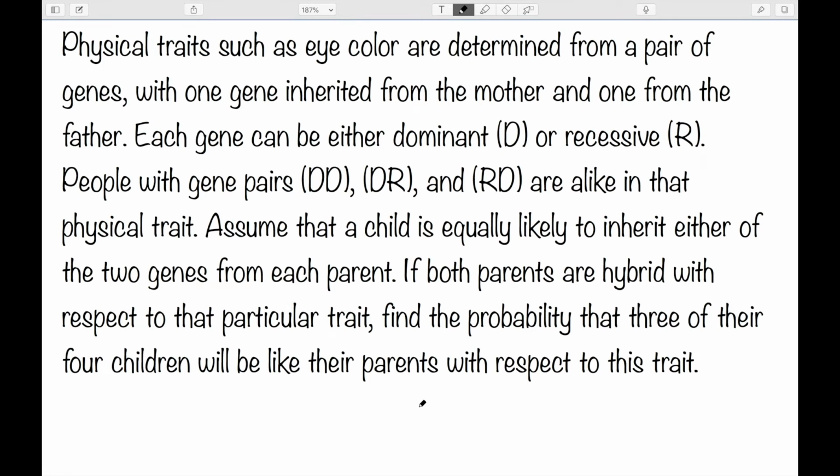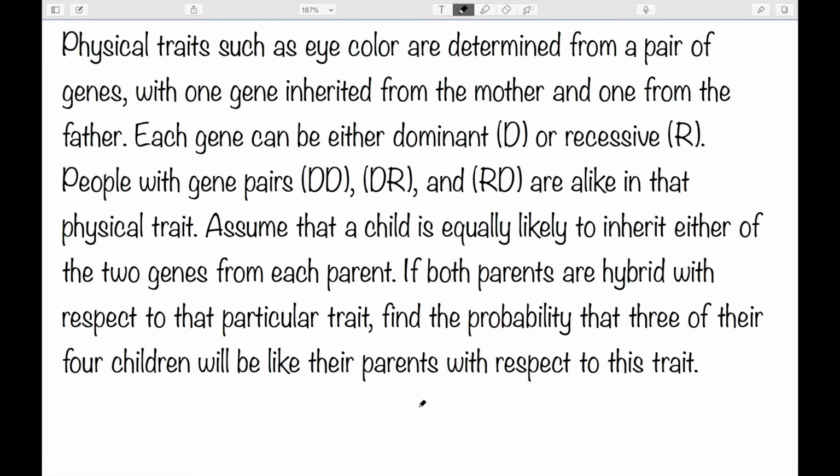Physical traits such as eye color are determined from a pair of genes, with one gene inherited from the mother and one from the father. Each gene can either be dominant, D, or recessive, R. So people with gene pairs DD, DR, and RD are alike in that physical trait. And we want to assume a child is equally likely to inherit either of the two genes from each parent. And if both parents are hybrid with respect to that particular trait, I want to find the probability that 3 of their 4 children will be like their parents with respect to this trait.